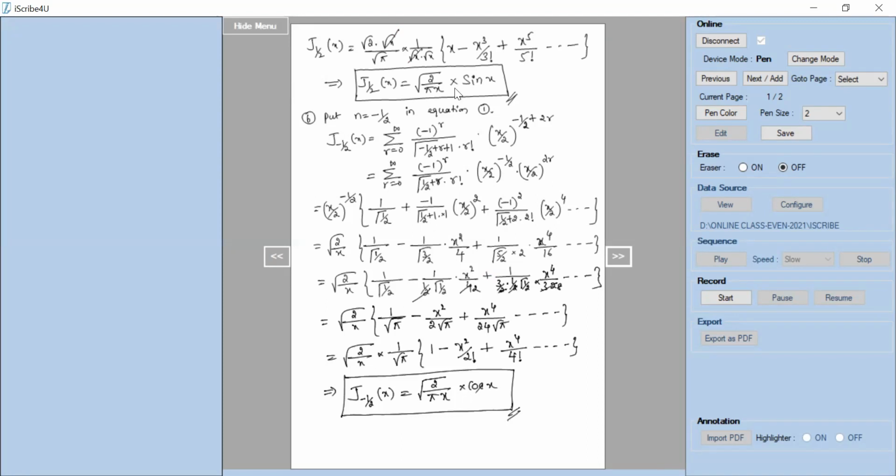So these are the two important results related to the Bessel functions, J minus 1 by 2 and J 1 by 2. Very important results.